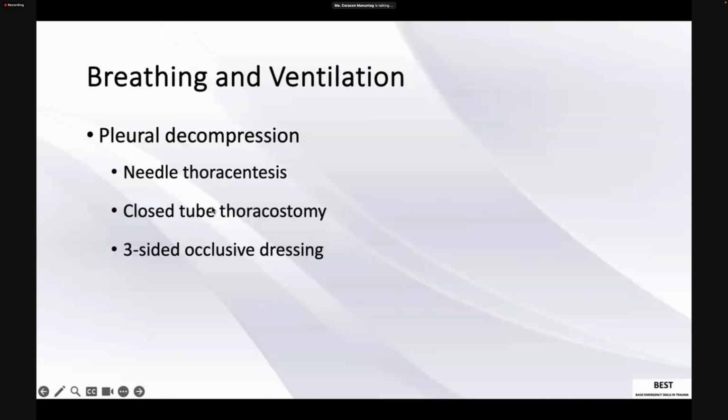But what do we need to do, at least for your tension pneumothorax and your hemothorax? It's actually pleural decompression. So depending on what you're considering, you can do your pleural decompression using your needle, your CTT, or your three-sided occlusive dressing, which is for your open pneumothorax.